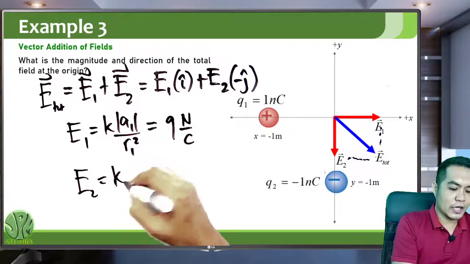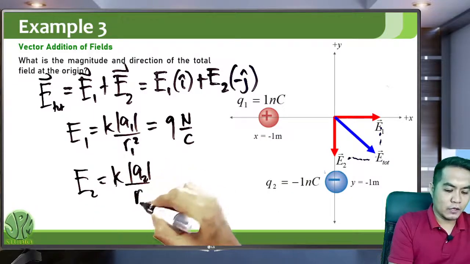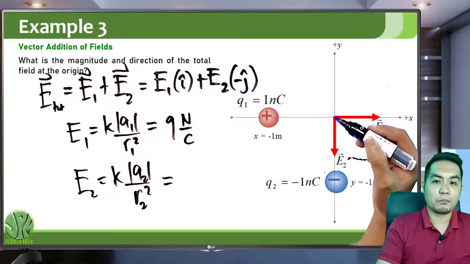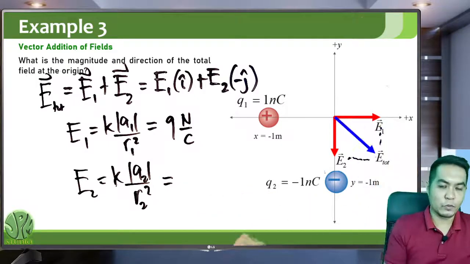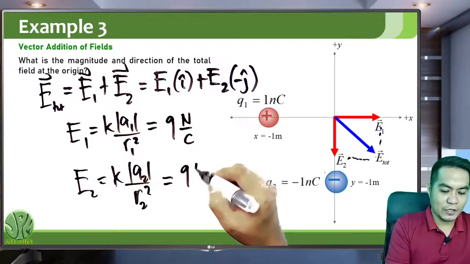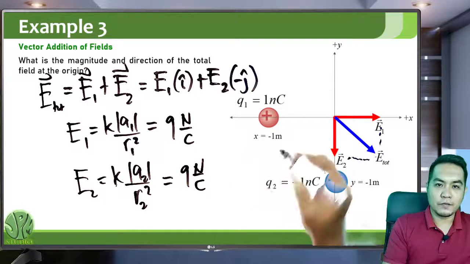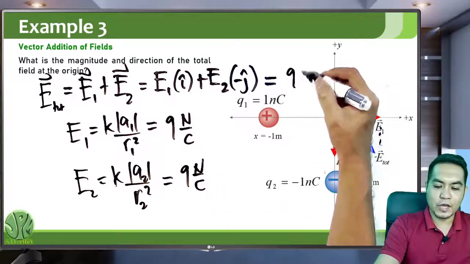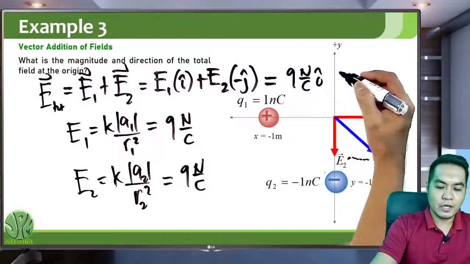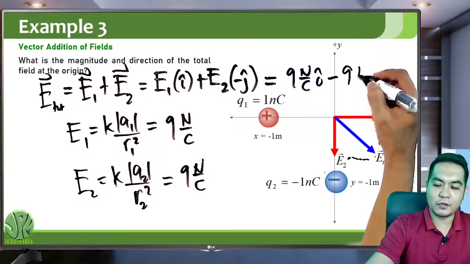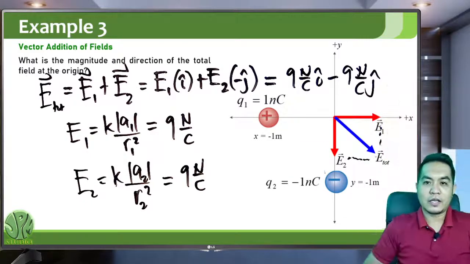It's just k Q2 over R2 squared. R2 again is the distance between Q2 and the point where you want to find the electric field, which is obviously also 1 meter. And you will also get a value of 9 Newton per Coulomb. So therefore, your electric field vector now will be: E1 is 9 Newton per Coulomb I hat, and then E2 is also 9 Newton per Coulomb, but there's a negative sign here, so minus 9 Newton per Coulomb J hat.